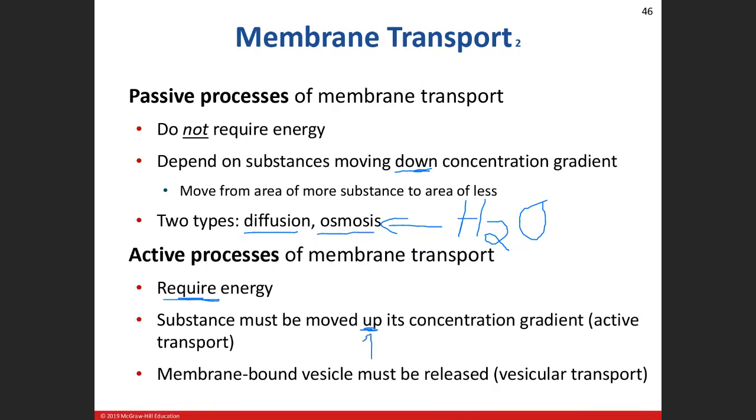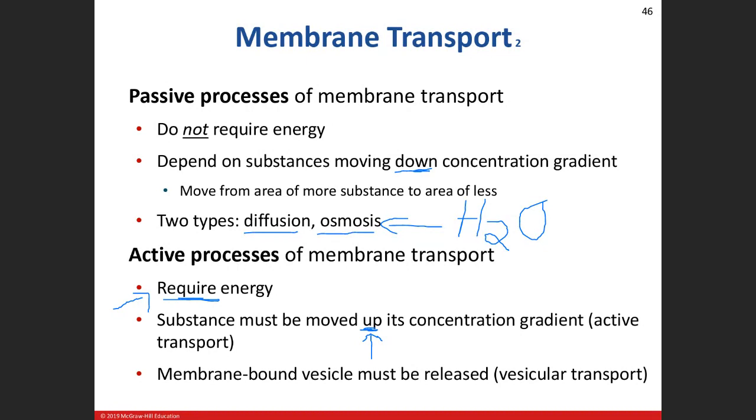Substance is going to be moved up its concentration gradient, so therefore it requires energy to do so. When we are going down our concentration gradient, when you start to roll that ball down the hill, once it starts to roll on its own, you're done. It does not require energy.